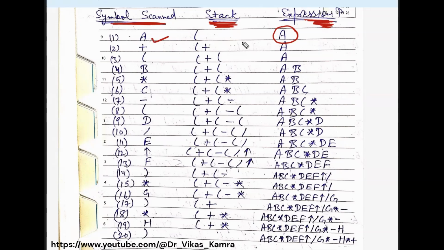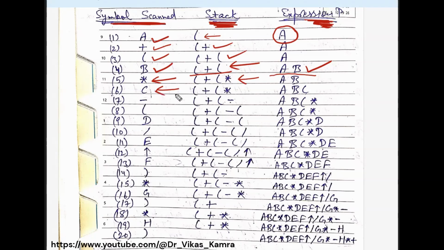So if an operand is coming, add it to the postfix expression. If an operator is coming, you can see there is no operator on the top of the stack, so this plus is directly added on the top of the stack. If a left bracket is coming, simply push it into the stack. If an operand is coming, add it to the postfix expression. Now the postfix expression has two contents, A, B, and the stack has three contents, left bracket, plus, left bracket, and the top of the stack is the left bracket. If an operator is coming, simply add it into the stack because there is no existing operator.